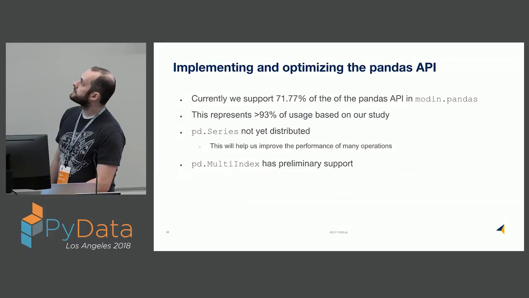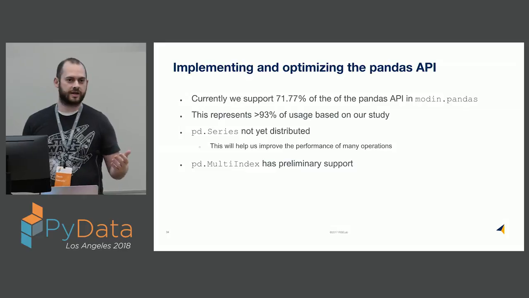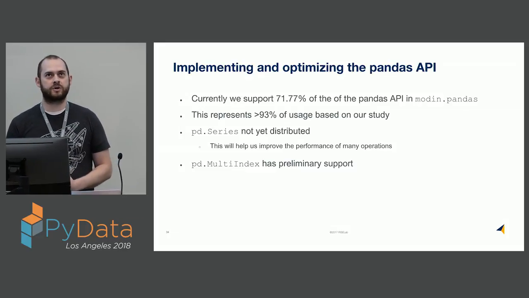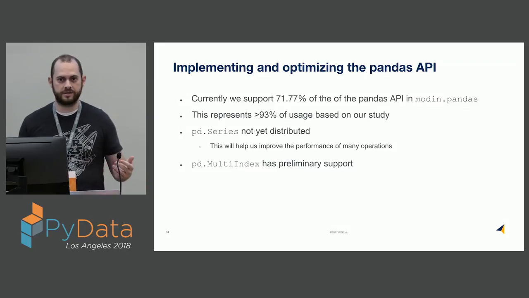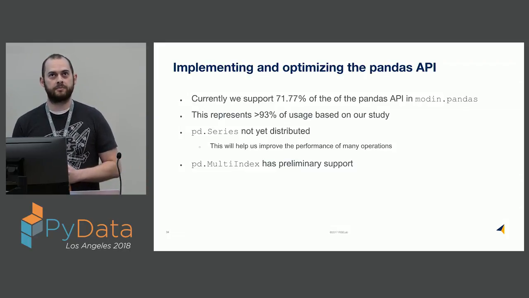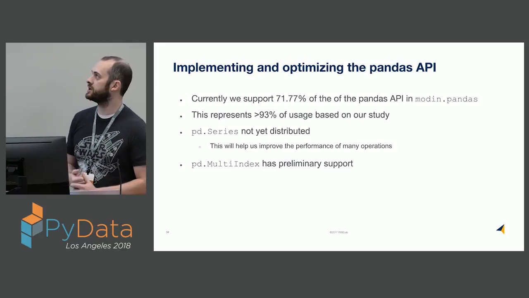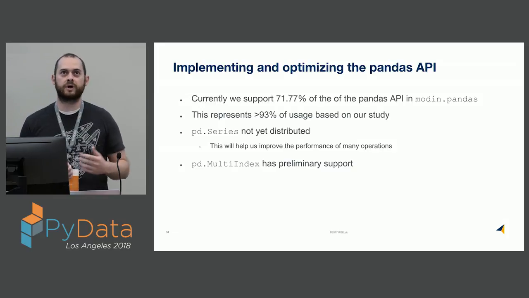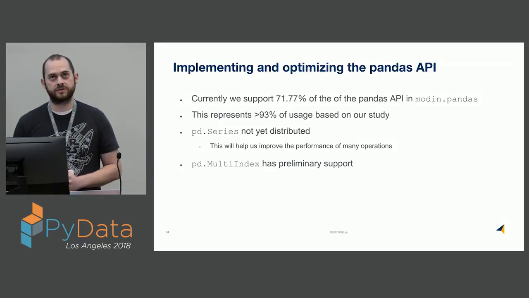So currently, we support 71.77, that's very exact, honestly, but 71% of the Pandas API, which represents about 93% of usage based on our study. Series is not yet distributed, but the full API is supported. But as we continue building out this distributed 1D object, we're going to be able to actually scale a lot of operations much better. You can think of group by and things like that. Multi-index also has preliminary results.